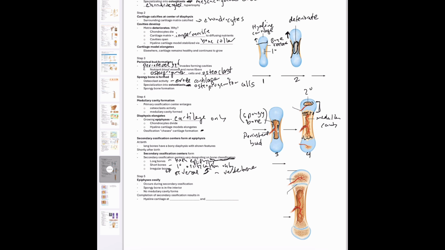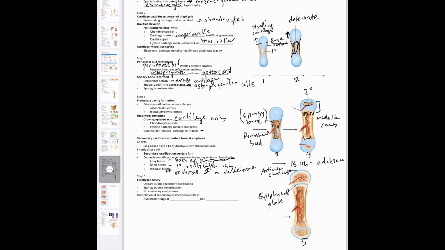So the last step here, this is step 5. Keep in mind the timeline: after birth until adolescence. And the places where some of that hyaline cartilage is left are, one, at the epiphyseal plate, and then the other one here is at the articular cartilage. This is the articular cartilage.